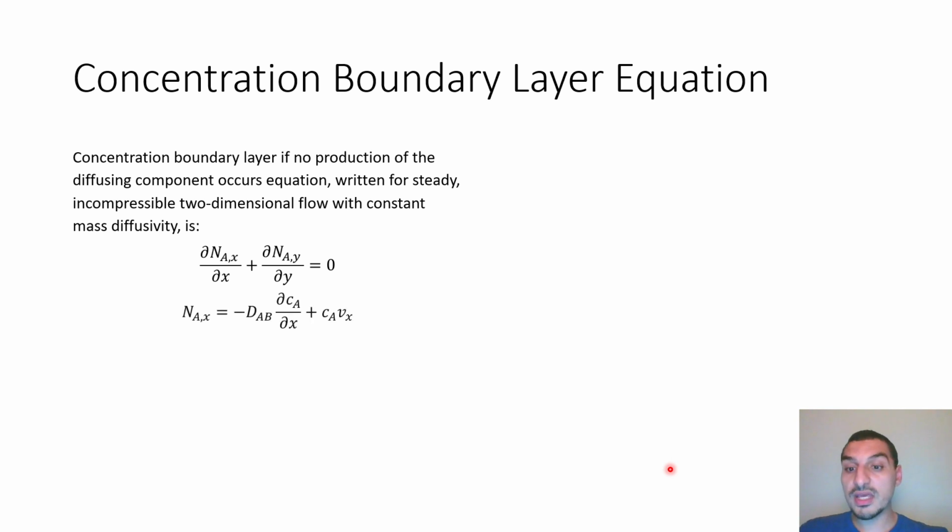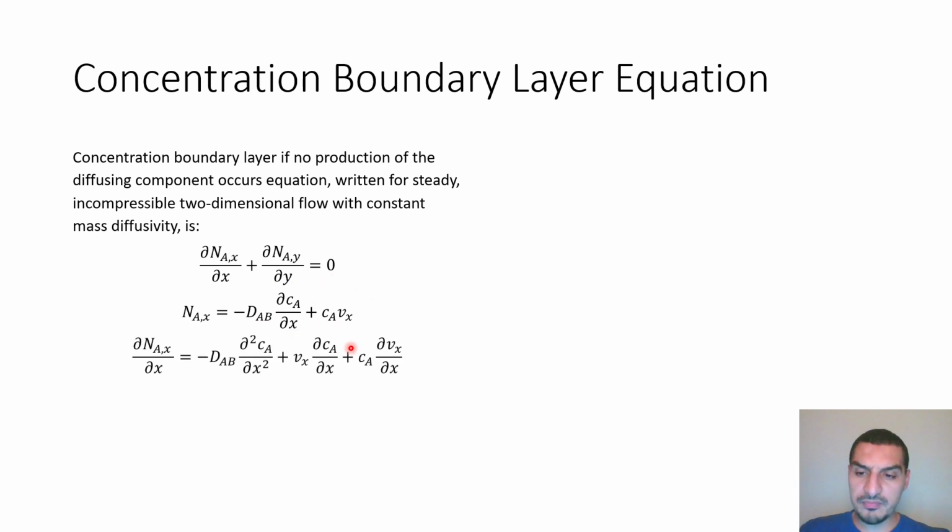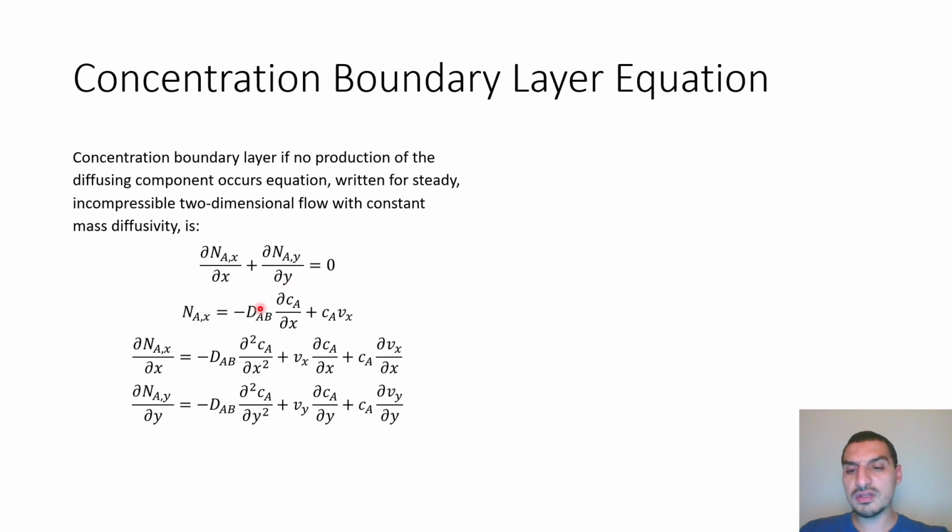This is the equation, and we know that N_A equals negative D multiplied by dC_A/dx plus C_A multiplied by V_x, and this is the derivative. It's going to be the derivative of the first multiplied by the second, plus the derivative of the second multiplied by the first. So this is the shape of dN_Ax/dx and dN_Ay/dy. These are the two terms.